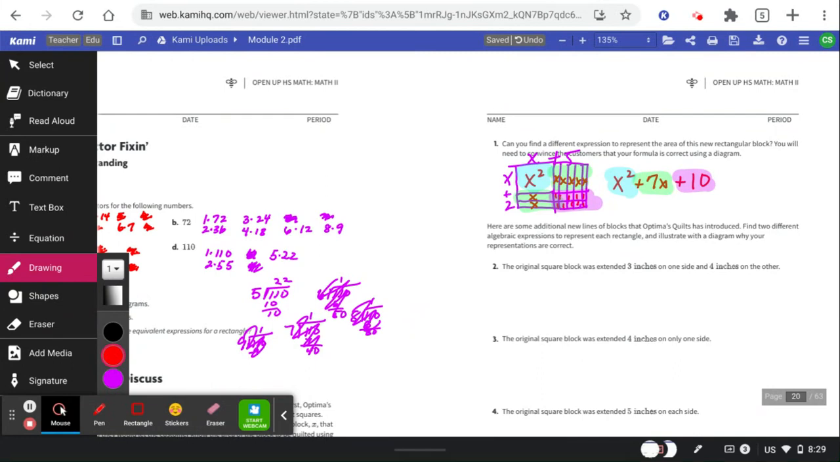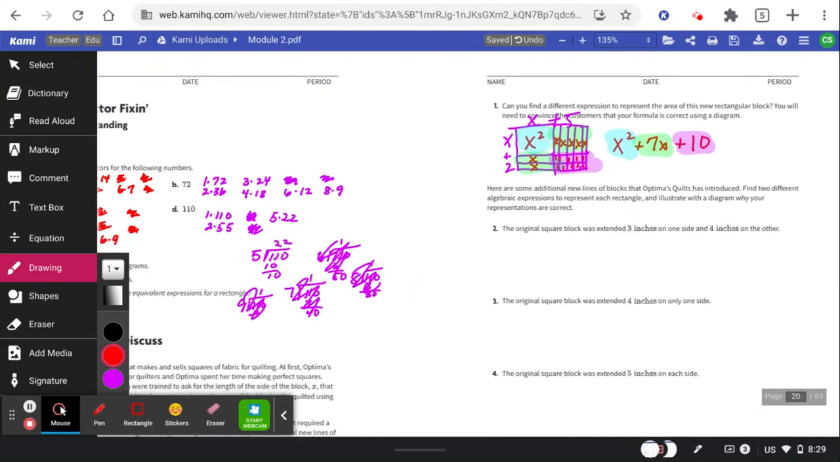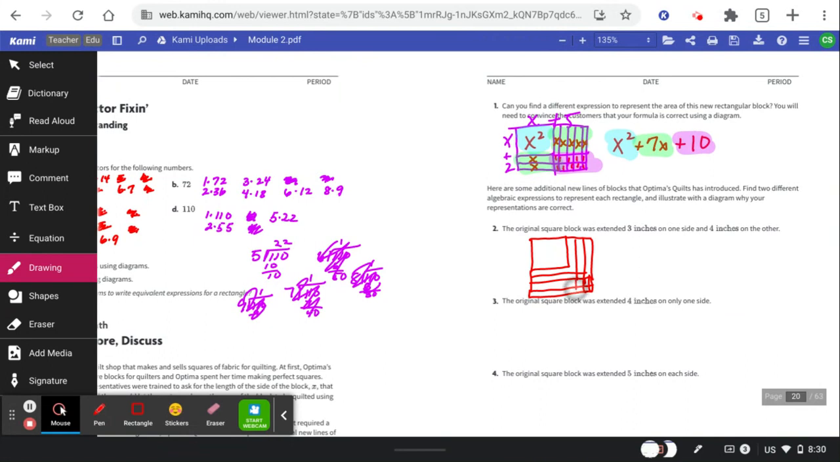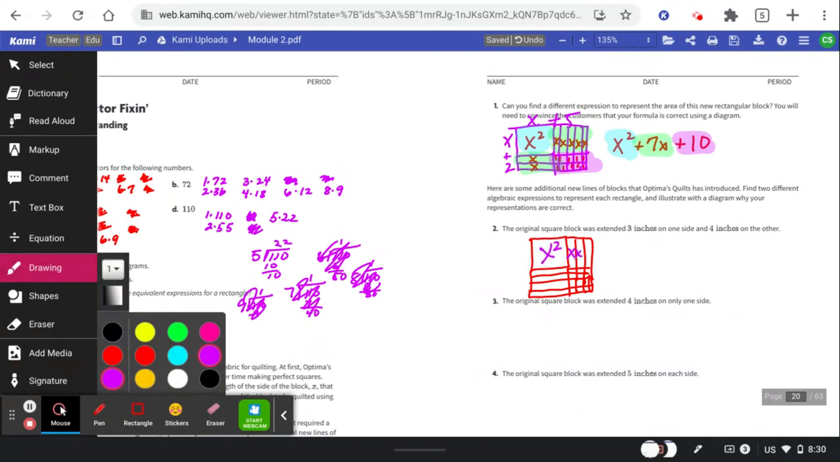Here are some additional lines of blocks that they've introduced. Find 2 different algebraic expressions for each. So you guys are just going to spend today drawing out your basic block, extending by how much on one side, and extending by how much more on the other. This is my x extended by 3 side, my x extended by 4, and then my 1, 2, 3, 4, 5, 6, 7, 8, 9, 10, 11, 12.